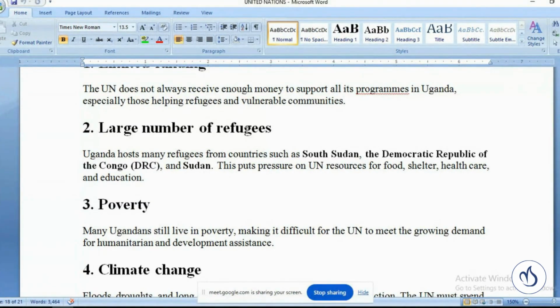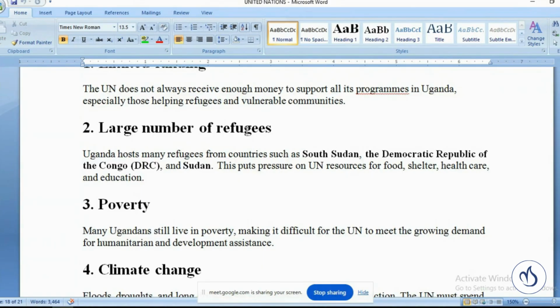Now, this is becoming a problem to the UN. A large number of refugees puts pressure on UN resources for food. You find that the UN has no food for these people. It's not enough. Shelter, healthcare, and education. Some people don't go to education simply because the UN has failed to raise education reforms.